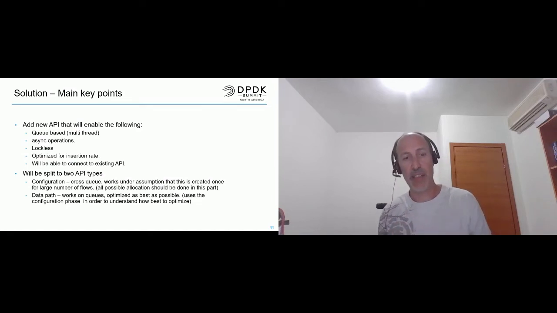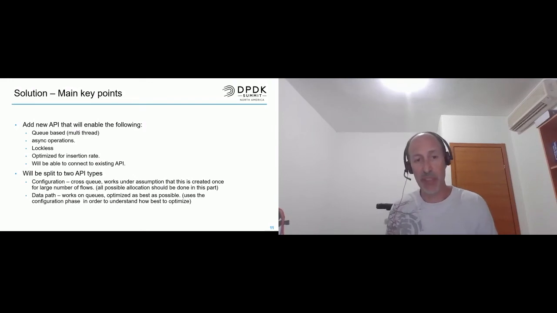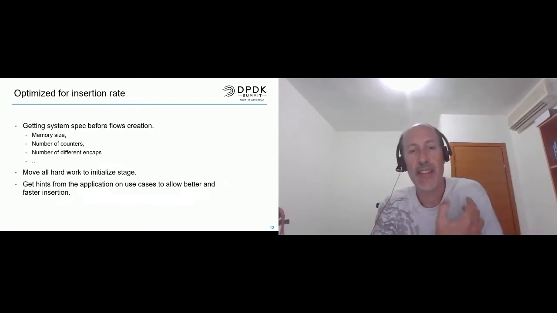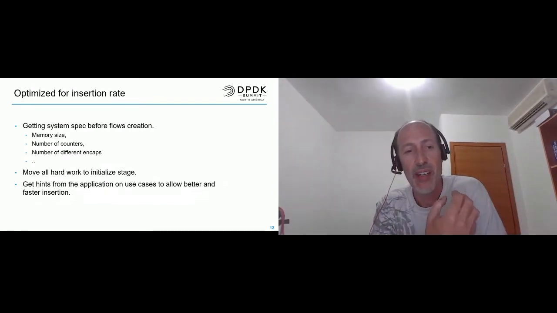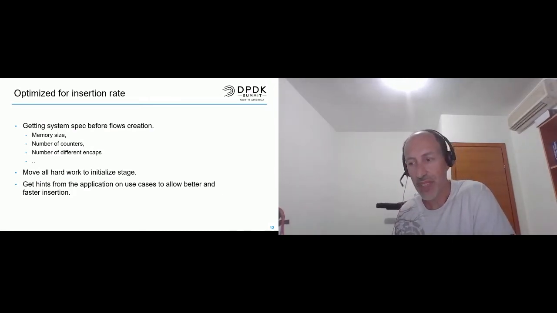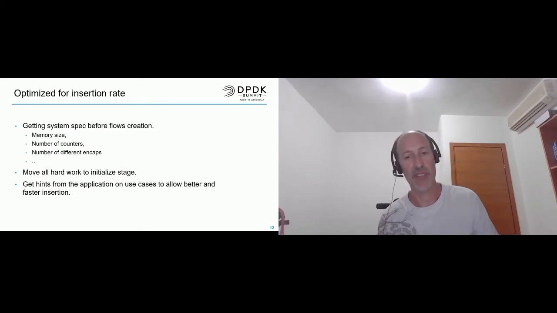It is very clear and key to understand that there is a pre-processing and the data path of insertion that is very fast and should be as optimized as possible. When I say optimized for insertion, it can be a lot of things, but two critical things stand in mind. First of all, in order to do that, we need to get hints from the applications. The application knows how many flows it wants to insert. It knows the format of the flows that it wants to insert. It knows what action it wants. So all of this information can be given to the PMD and to the hardware before really inserting the flows.